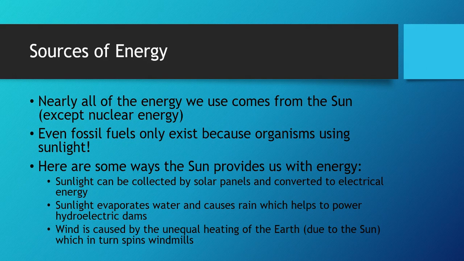Similarly, wind power is caused by the sun. Wind in general, as we'll talk about more in later chapters, is caused by an unequal heating of the surface of the earth. So if the sun doesn't heat every part of the earth evenly, which it never does, then you generate some wind, and wind can spin windmills or wind turbines to generate power. So almost everything we get, or every bit of power that we use, comes from the sun.